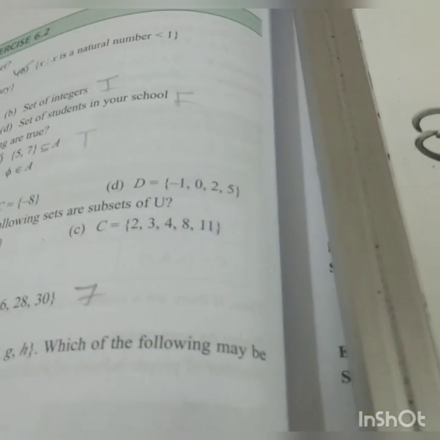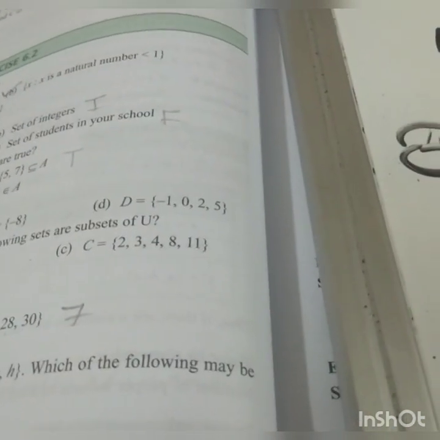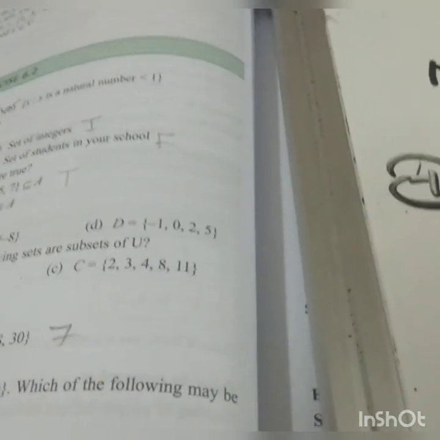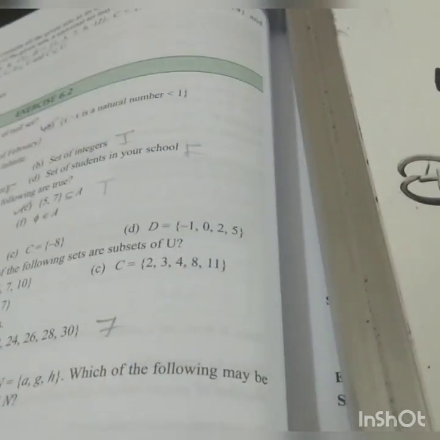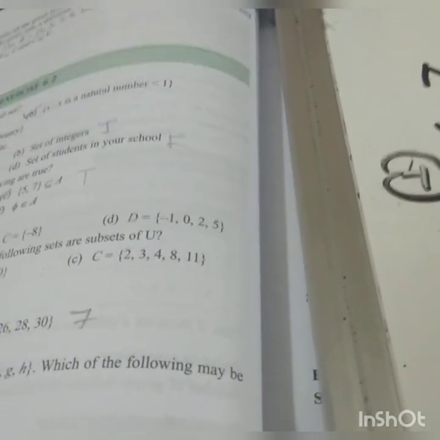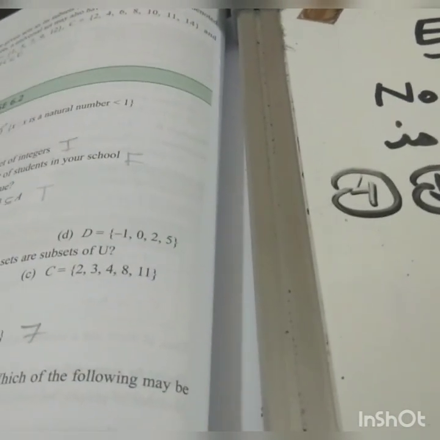E: 3, 5, 9, 7. All are present there. So A, B, E are the subsets. Now question number 6, write the cardinal number. For part A, the cardinal number will be 5. N of A is 5. For part B, N of B is 7.